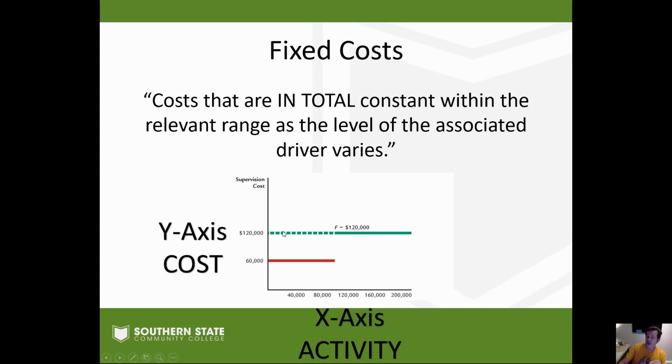But the important thing to realize, notice on the y-axis, that line is perfectly straight. It goes right across because it doesn't matter if we make 120,000 or 200,000. In that range, that cost is going to stay flat because we have to pay 2 people's salary. So that's fixed. The cost stays the same across that relevant level of activity.